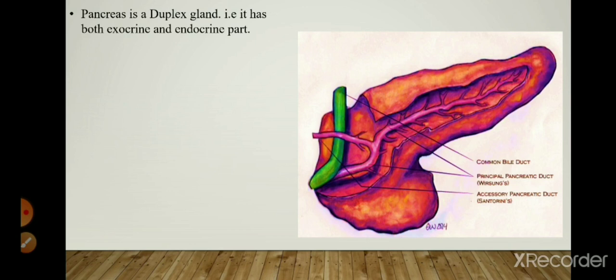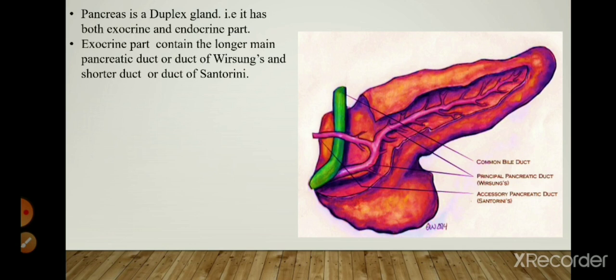Exocrine glands are the glands which contain ducts for their secretion, and endocrine glands are the ductless glands. They secrete their secretion directly into the bloodstream. So the pancreas contains both the parts, and is therefore called a duplex gland or dual gland.